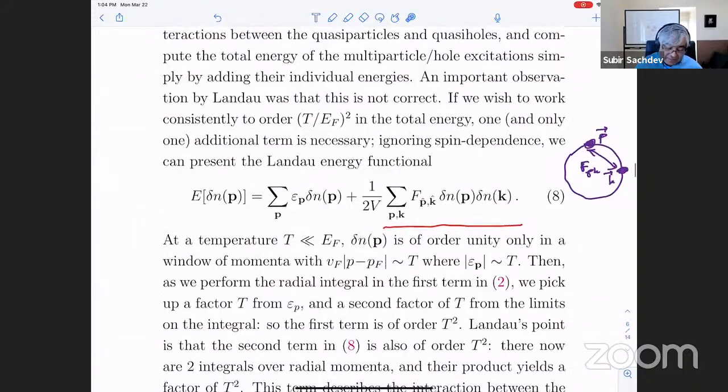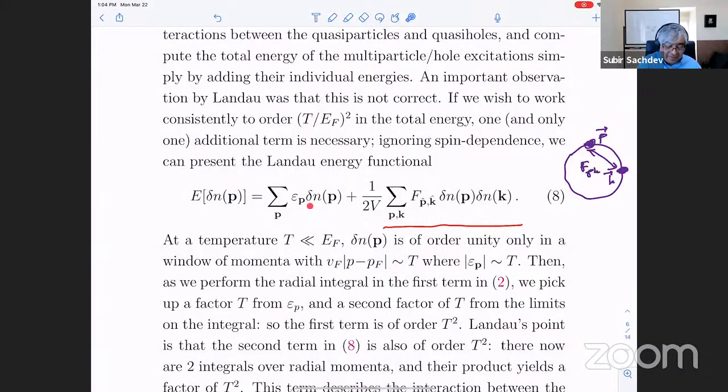So this function delta N of P is 0, except right near the Fermi surface, and likewise delta N of K. These functions are only defined in the window right next to the Fermi surface, in a width of order T. The radial integration will give me a factor of T squared. The transverse integration will just give me some factor of the area of the Fermi surface. It's just a constant I pull out front, like a phase space factor.